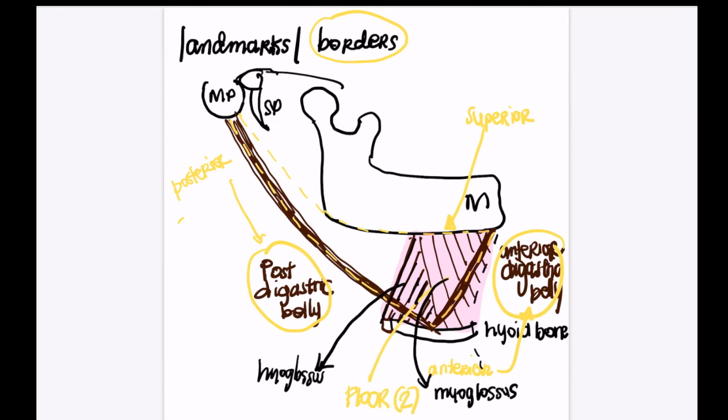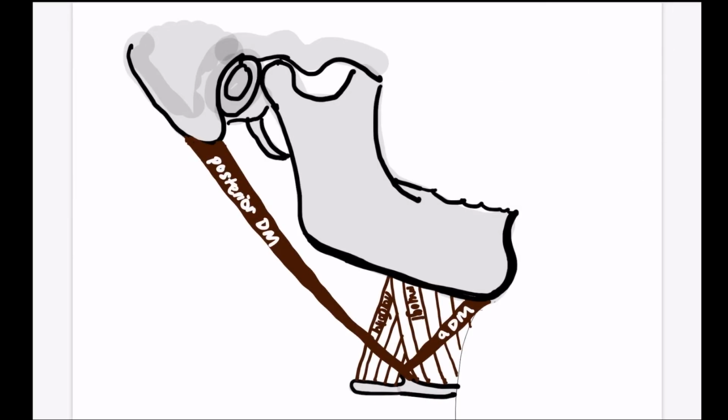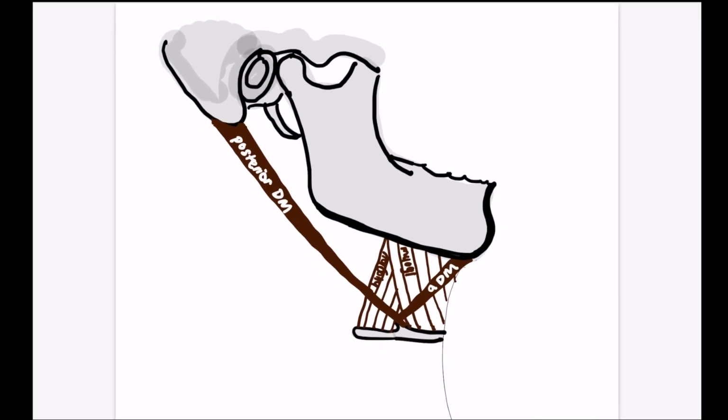Now let's proceed to the roof of the triangle. The roof of the triangle is formed by the deep cervical fascia. So here, I just improved my drawing a bit and let's proceed to the contents of the triangle. I will discuss 14, but let's first proceed to the first one. The first content is the submandibular gland.